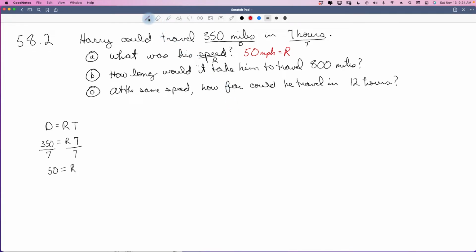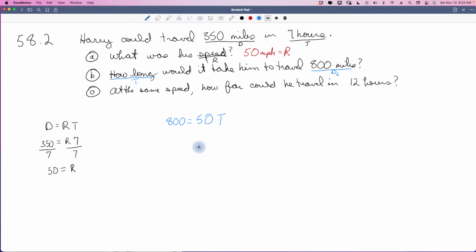All right. So now let's do another one. Let's do this in blue. How long would it take him to travel 800 miles? So now they're changing our distance. So this is our distance 2. So let's do a distance 2 problem. So let's do 800 miles equals, and our rate is 50. How long? That's our time for our new problem. So we don't know how long.